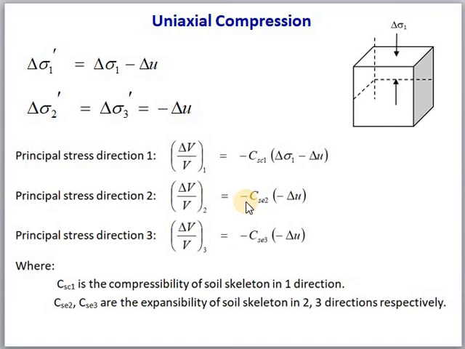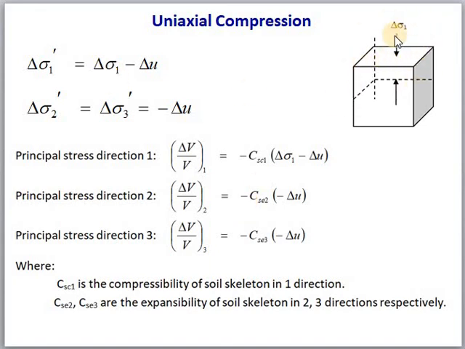Now let us take a case of uniaxial compression. So in uniaxial compression you have the confinement, but the deviatoric stress is applied. That means you have the confinement in all directions, but along with that you are having a change in stress only in one direction, that is any one direction. Here I am just considering the vertical direction.